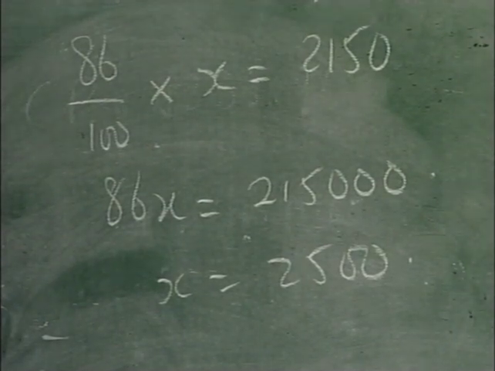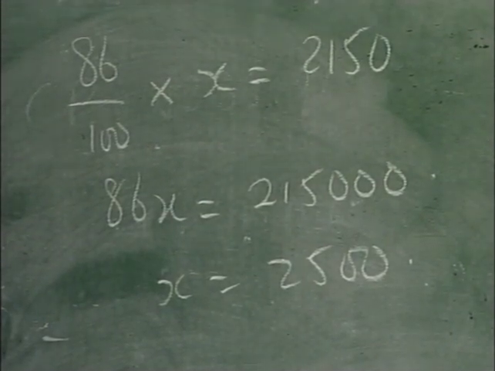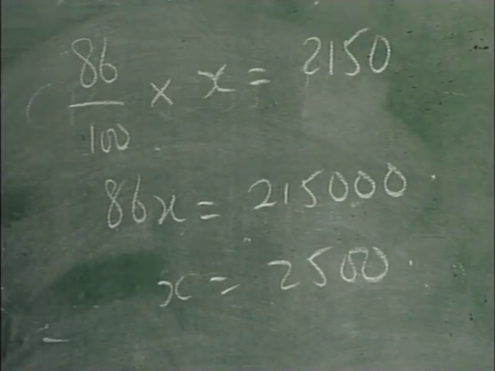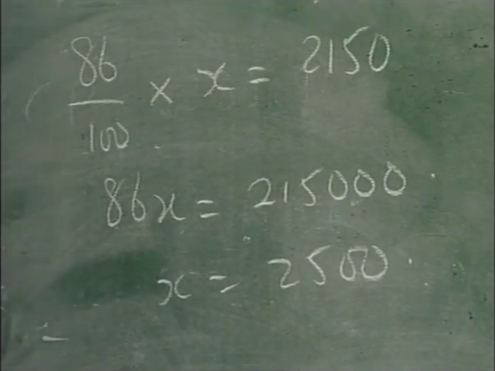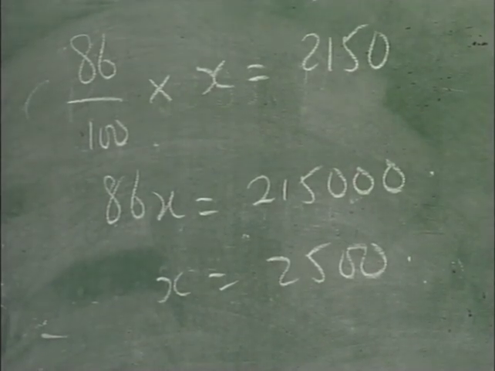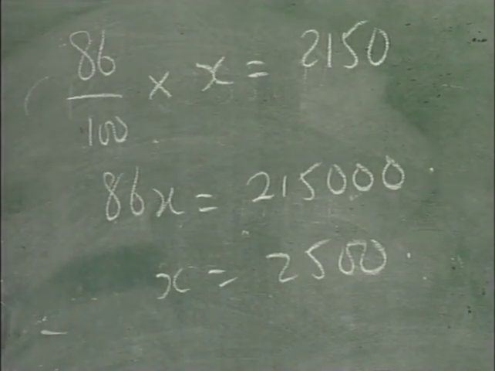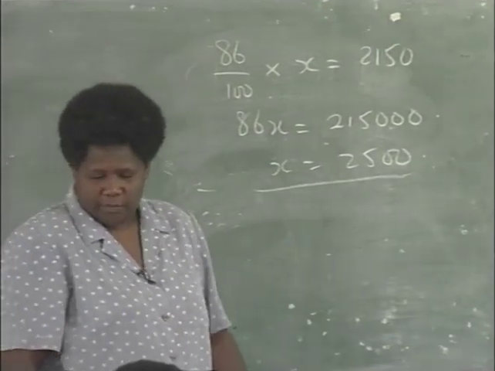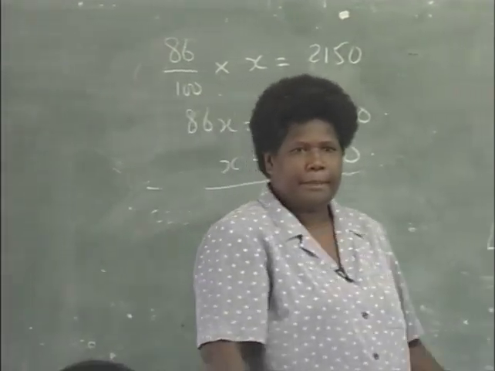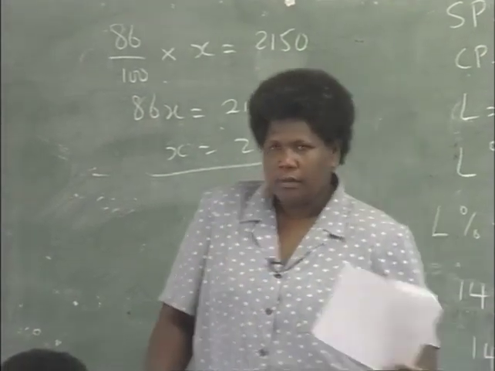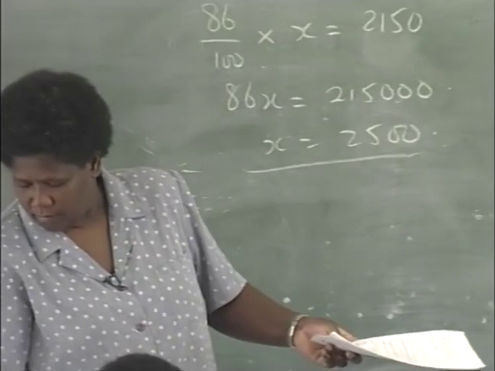Okay, so for this one, the cost price is 2,500. Sorry, the loss will be 350 kina, which represents 14%. Is it clear? Okay. Any other questions apart from letter I? No? Okay, we move on.